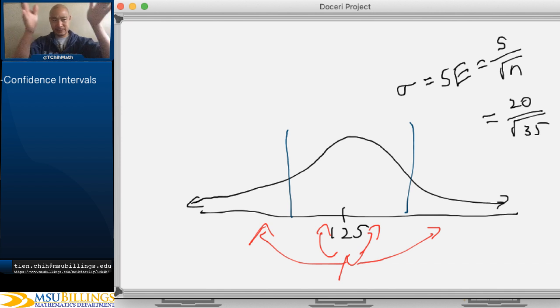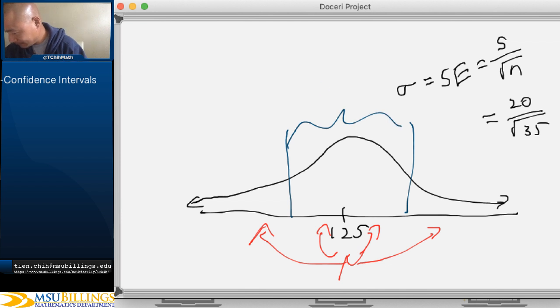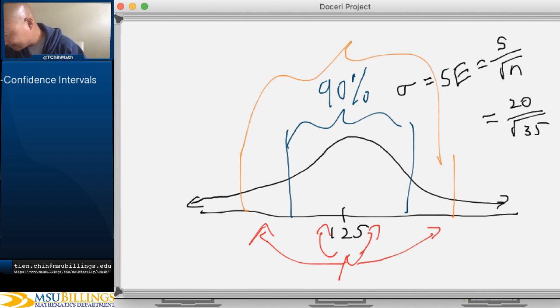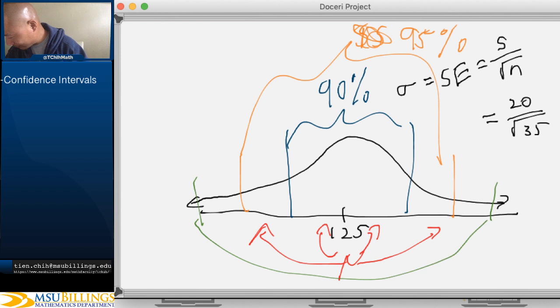you could go out far enough to get maybe 90% of the curve between these bars. If you want to be, say, 95% accurate, you could go out even further, right? And then you could say, well, that's 95%. And if we wanted to be even more accurate, we could go out even further than that and say, well, over here, that's 99%, right?